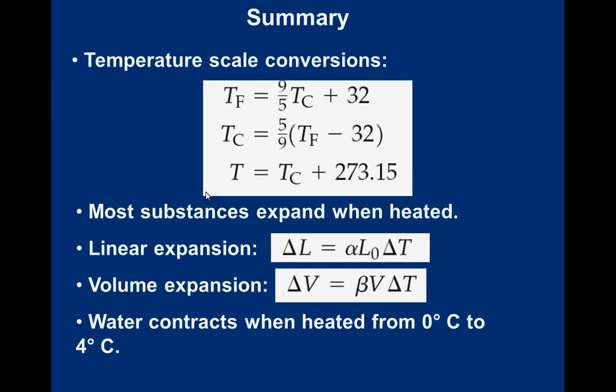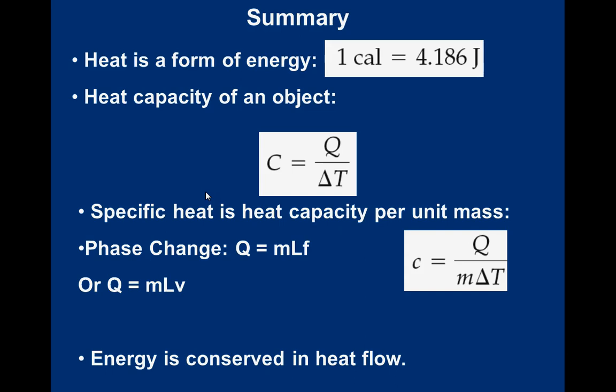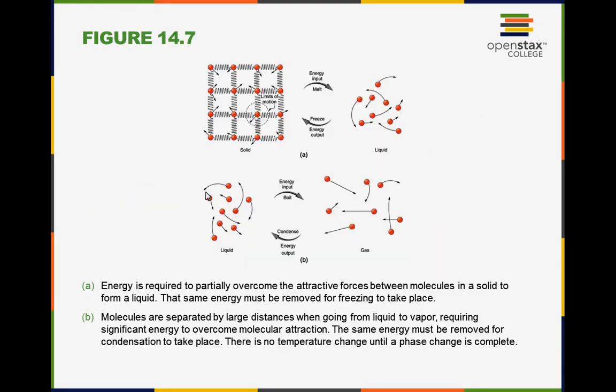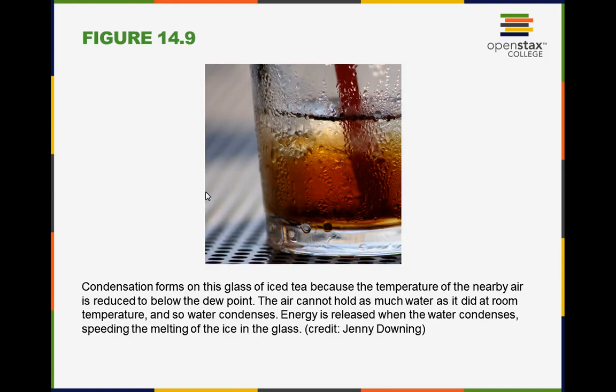This is stuff from chapter 13. Some of these equations, but now into chapter 14 again. Heat capacity of an object, phase change, energy is conserved in heat flow, and then I just have some other slides from the chapter.